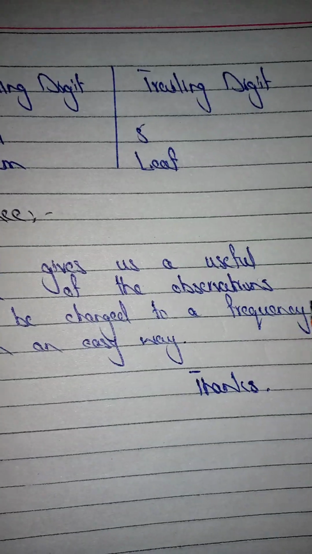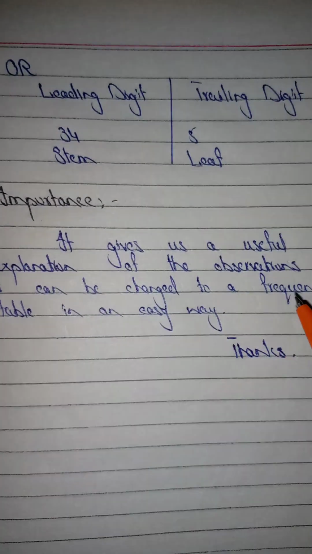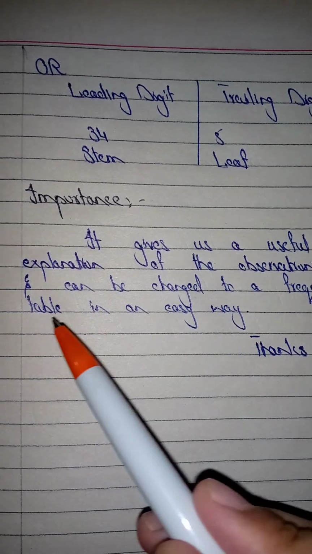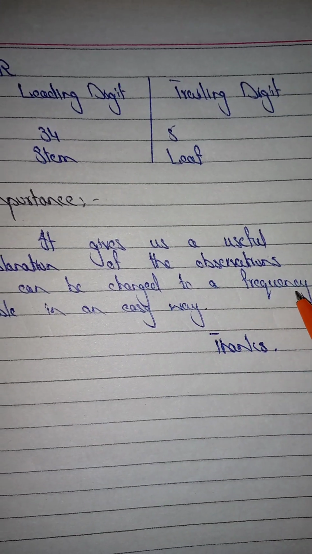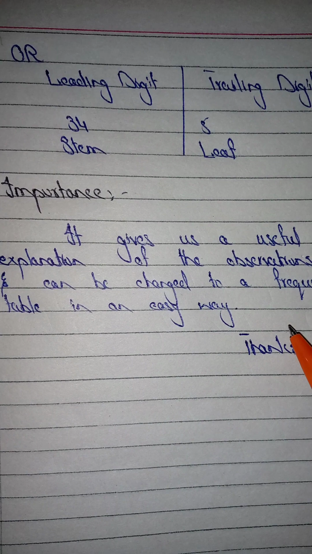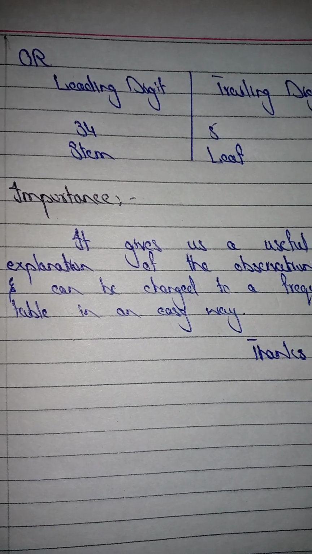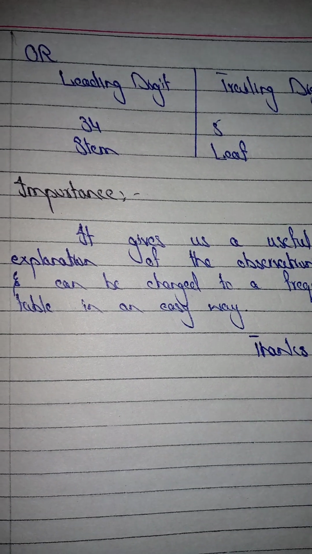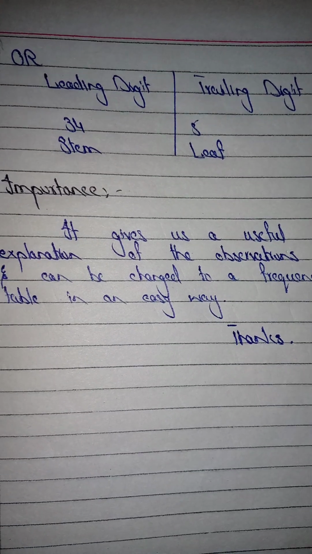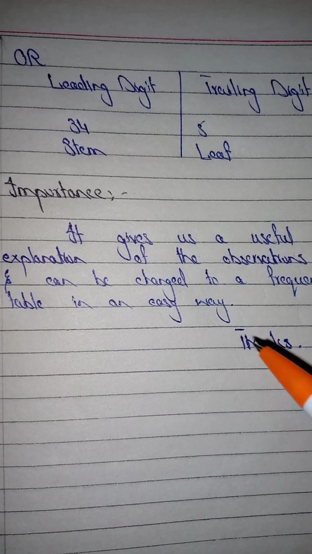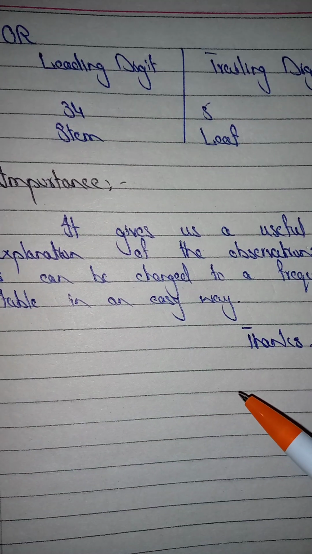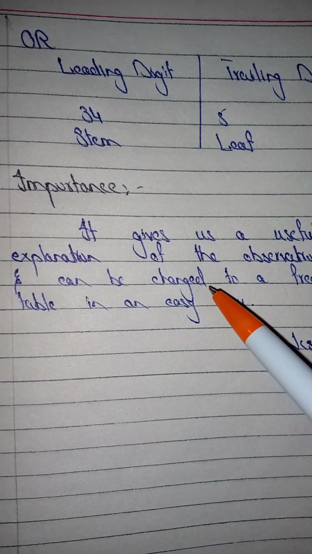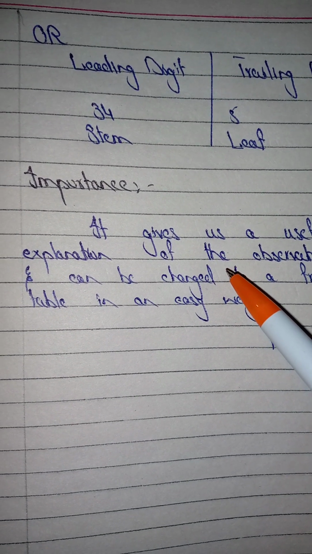Now coming to its importance. It gives us a useful explanation of the observations and can be changed to a frequency table in an easy way. It gives us a very useful explanation and description of the data set or observations, and we can change it to the frequency table in an easy way. So this is actually the importance of the stem and leaf display.